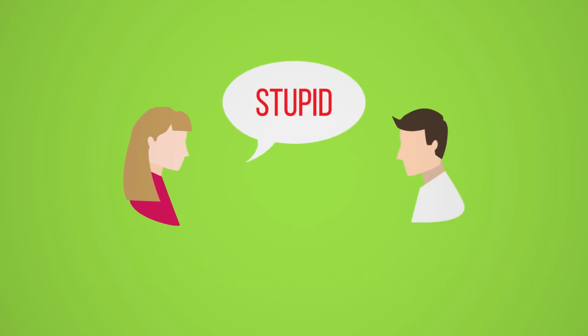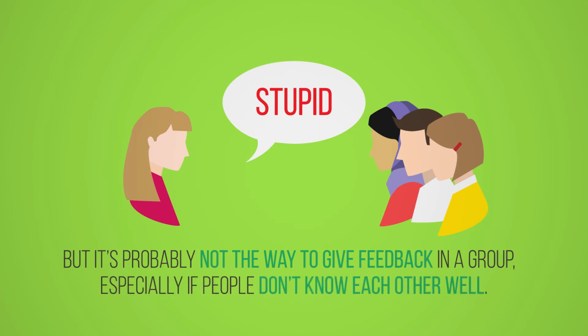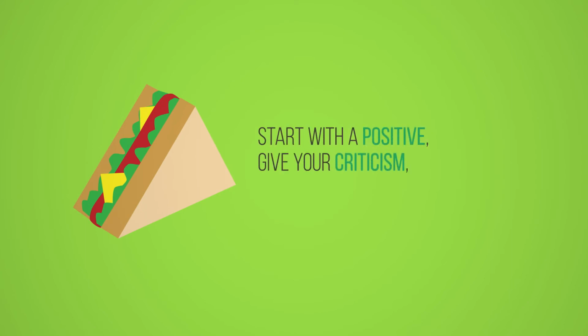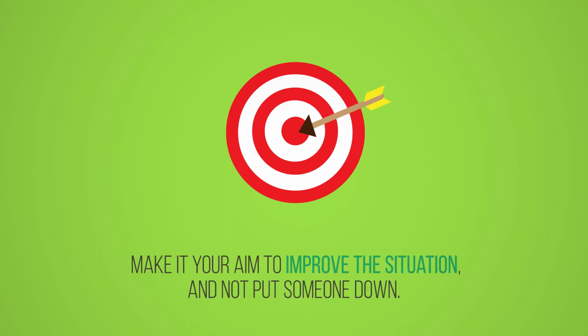You might say, "That's a stupid idea," to a friend you know well, but it's probably not a way to give feedback in a group, especially if people don't know each other well. You may want to use the sandwich technique. Start with a positive, give your criticism, and follow it with another positive. 9. Make it your aim to improve the situation and not to put someone down.